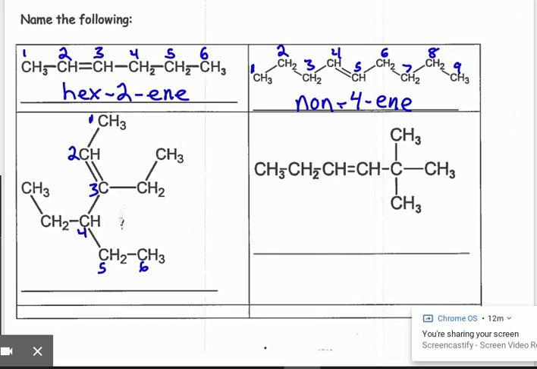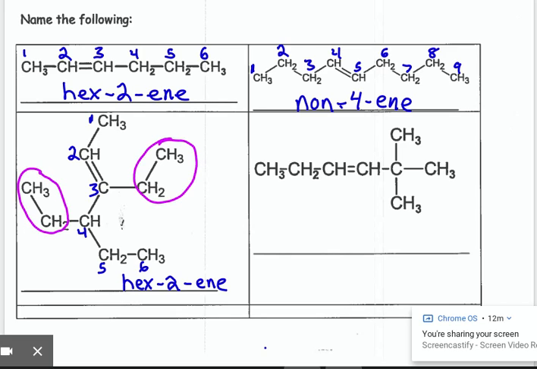And so we'll name our parent first. This is going to be hex. Our double bond is on 2, ene, but we have 2 ethyl groups. So we have to indicate that those exist. They're on carbon 3 and carbon 4. So this becomes 3,4-diethylhex-2-ene.